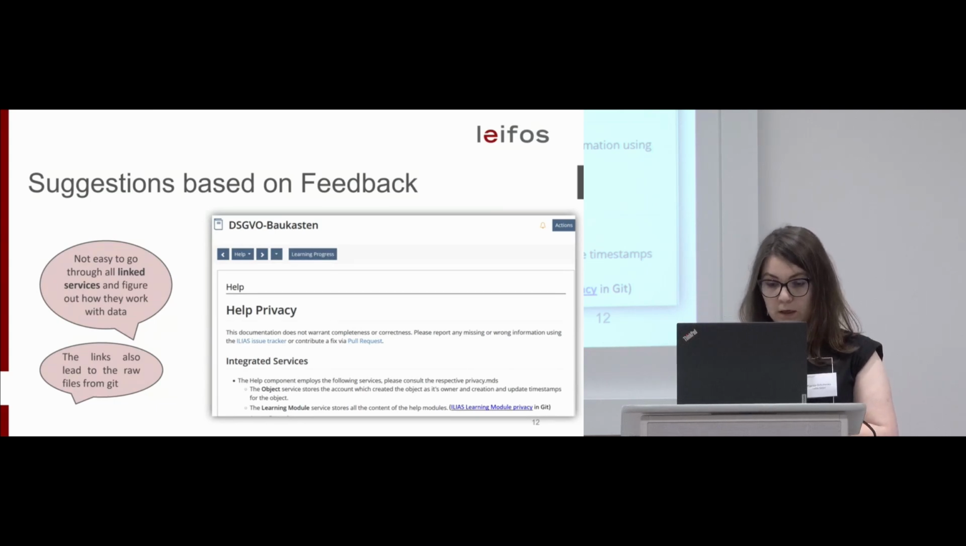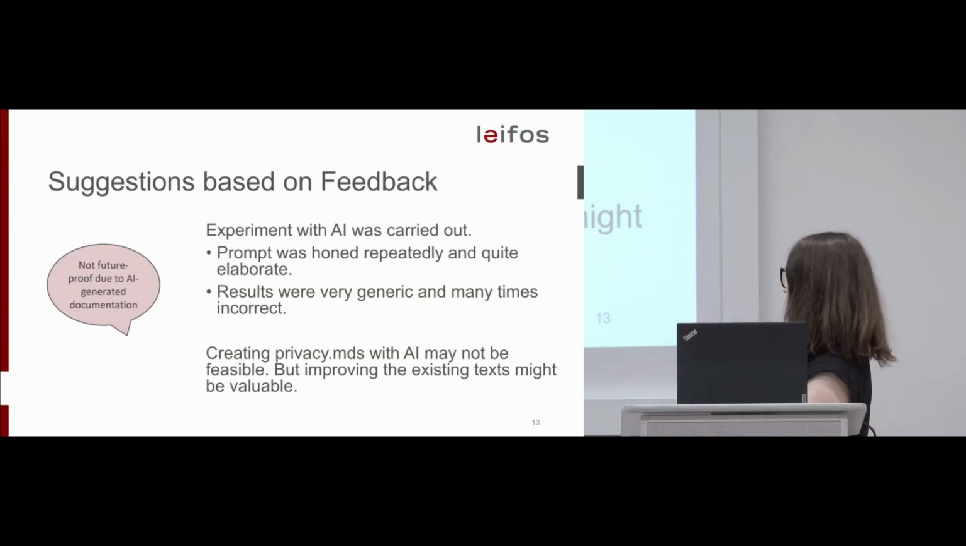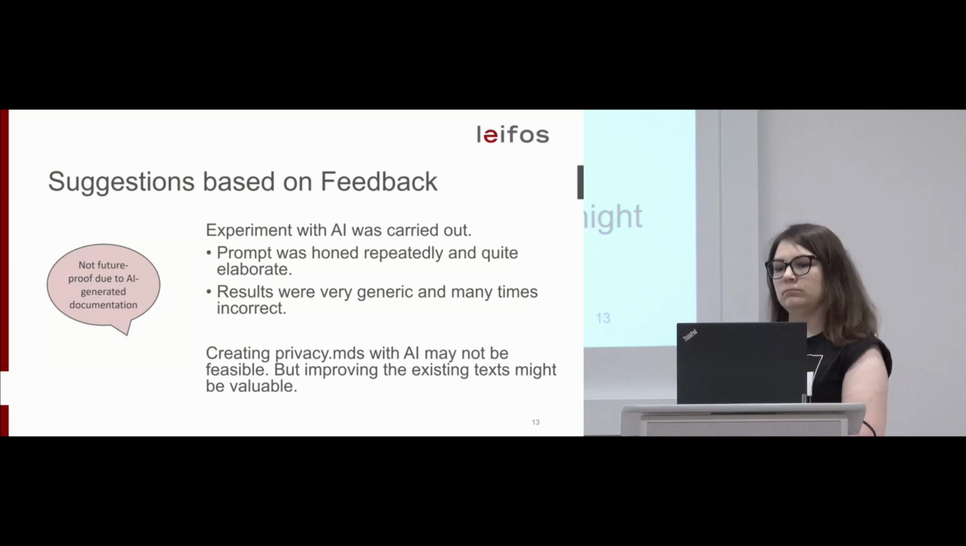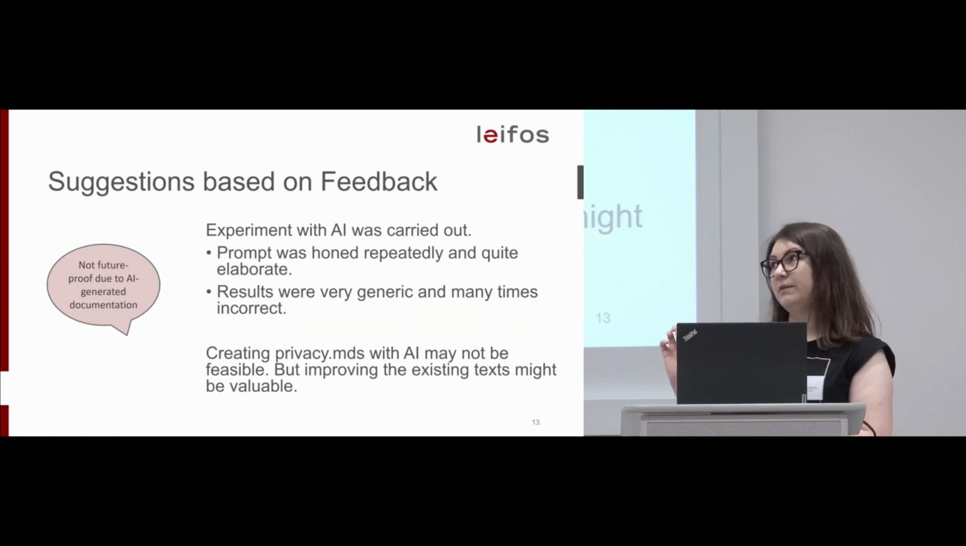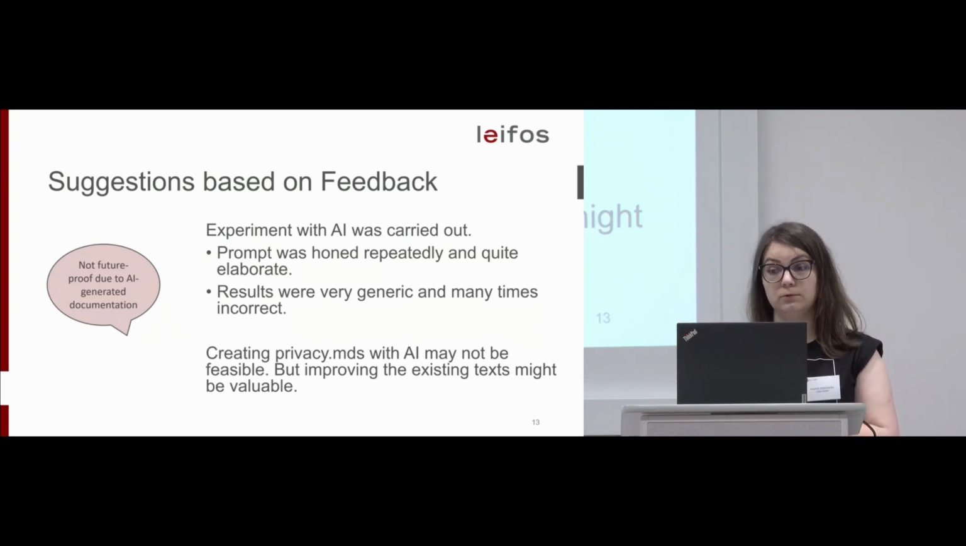I found this remark about AI-generated documentation really interesting and also amusing, and couldn't resist trying it out. So I asked ChatGPT to create some kind of documentation on how data is processed in ILIAS, and I found that results vary depending on how precisely you formulate the request, obviously. But even if I was really precise, really detailed, the result was really generic and also wrong.